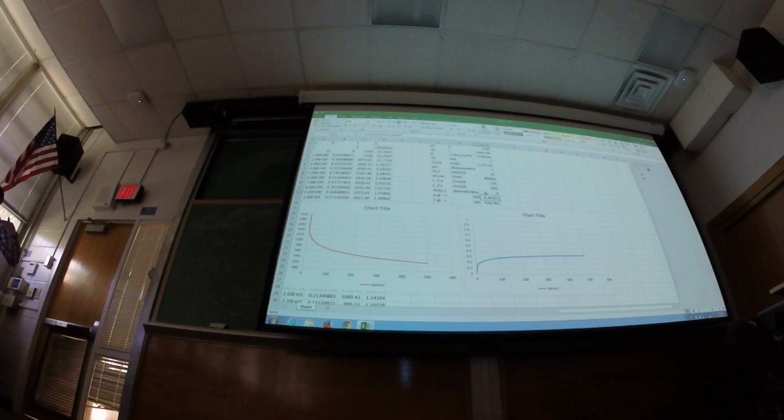So the conversion at 500 was 0.36. We go to 10, it's dropped to 0.24. But the exit temperature was 930, and now it's up at 986.